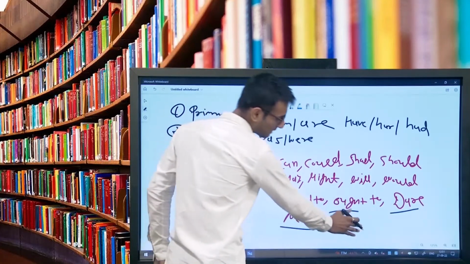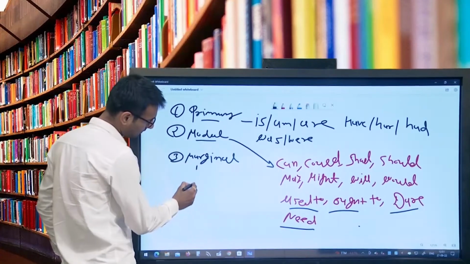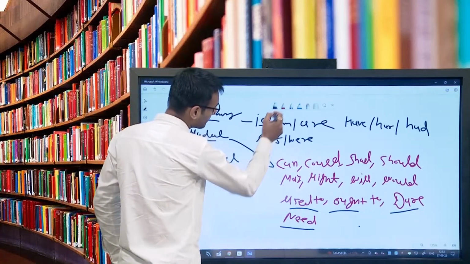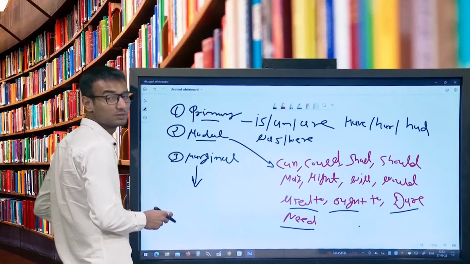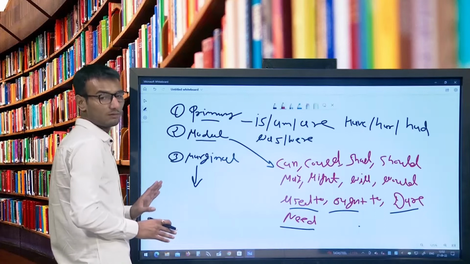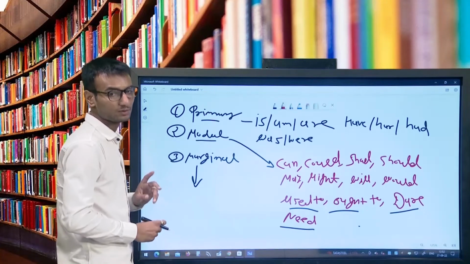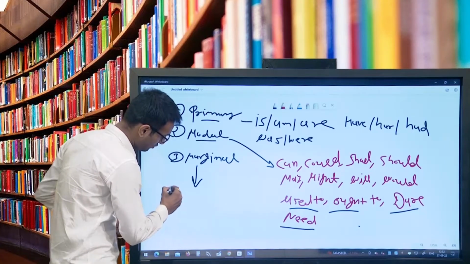These four are called marginal auxiliaries. We hardly use them, but in a general sense we use these terms in other forms, like used to.